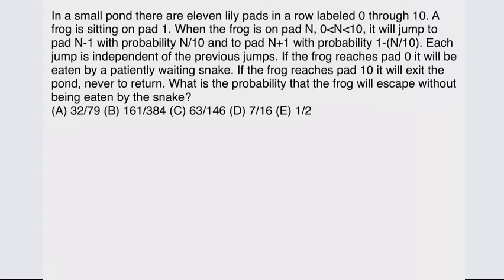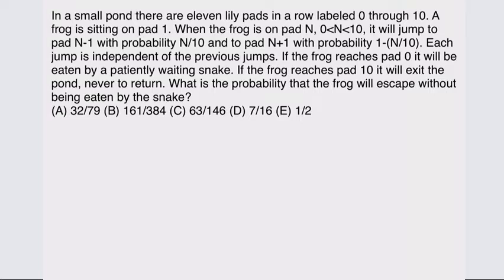In a small pond, there are 11 lily pads in a row labeled 0 through 10. A frog starts on pad 1. When the frog is on pad n with n between 0 and 10, it will jump to pad n-1 with probability n over 10 and to pad n+1 with probability 1 minus n over 10. Each jump is independent of the previous jumps.